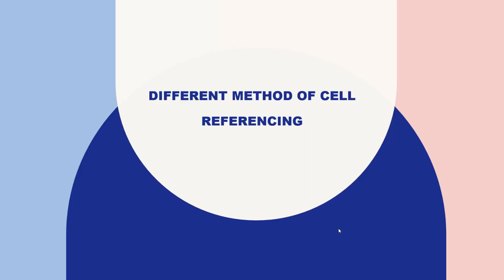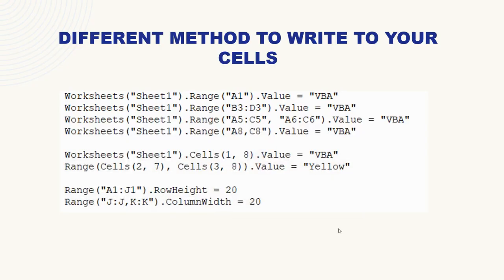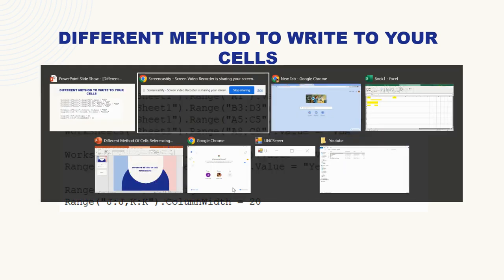Hello everyone, in this video we will see what are the different methods of cell referencing. I have attached a screenshot here to show you the different methods to write some value in your cells. Here you can see we can use both range and cell for referencing. We can also select a whole row and column width and make some changes. Let me show you a practical example of cell referencing.